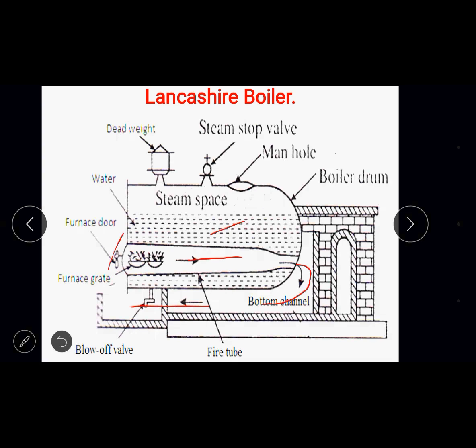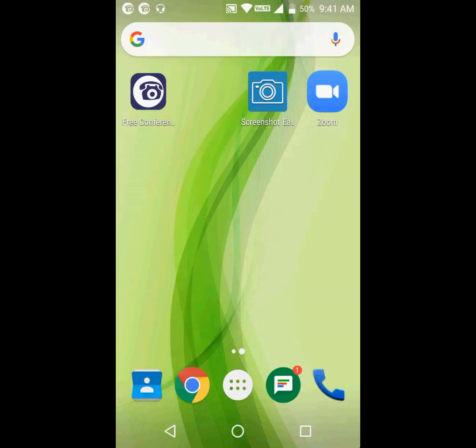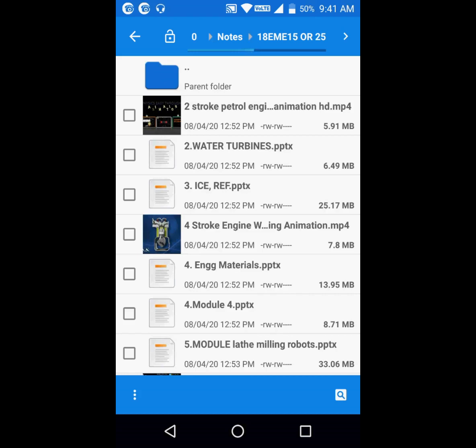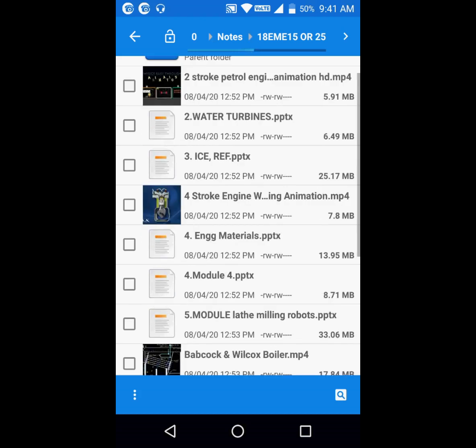Next, let me play the video on Babcock's and Wilcox boiler and Lancashire boiler, and then we'll get back to the class. So let me play the video on Babcock's and Wilcox boiler.